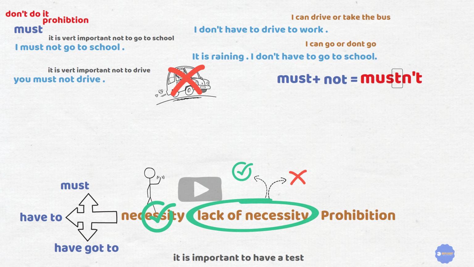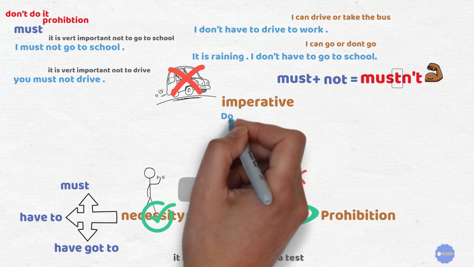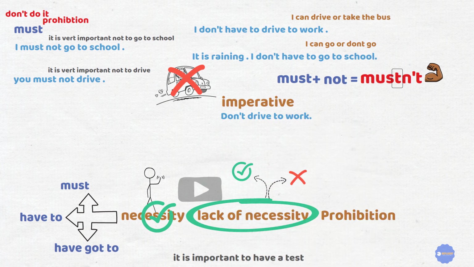And because mustn't is very strong, we can use imperative to express prohibition, like don't drive to work. You can't drive to work, or you had better not drive to work.